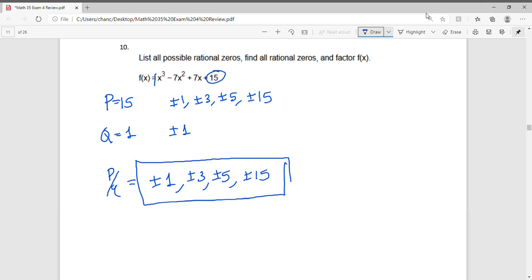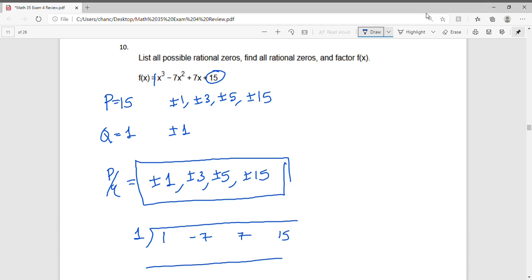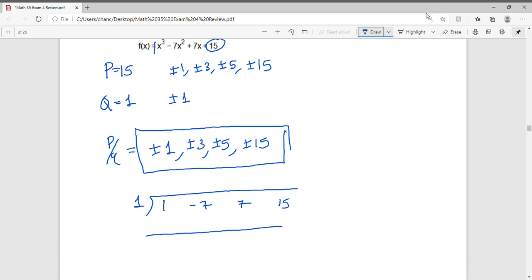Now the second part is actually to find the rational zeros. So I always start with the easiest number first. We'll start off with positive 1 and hope we get lucky. So let's use positive 1, and I'm going to use synthetic division. The coefficients are 1, negative 7, 7, and 15. If we get a remainder of 0, then we know that 1 is a 0. So let's start our synthetic division process.